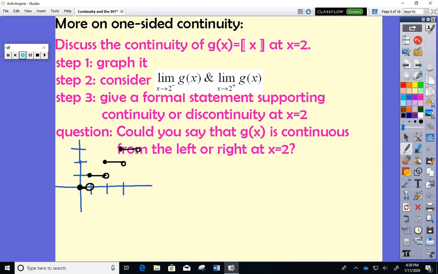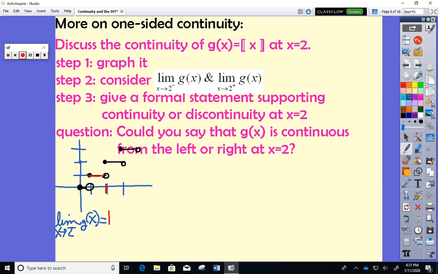Now let's look at the limit as x goes to 2 from the left. So the limit as x goes to 2 from the left of g of x equals, well, here's x equals 2, obviously. And if I look at what's going on as I'm coming to 2 from the left, I'm going to the hole in the graph at 2 comma 1. So that left-hand limit's 1.